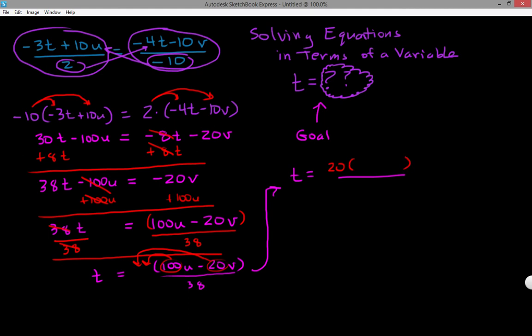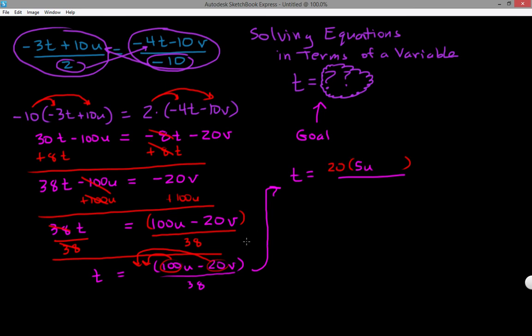Now I might think about what's left over. If I pulled a 20 out, what's left over inside? Well, this is like reverse distributive property. Over here we'd multiplied a number 2 into everything inside. Now we've pulled a 20 out, so what's left over? I like to think about if I distribute it back in. 20 times what is left over would give me the 100u? Well, 20 times 5u would give me the 100u back.